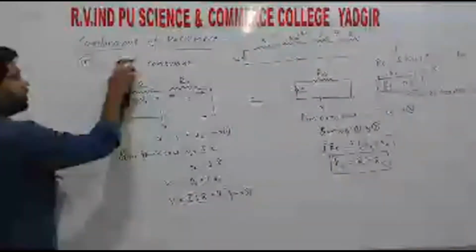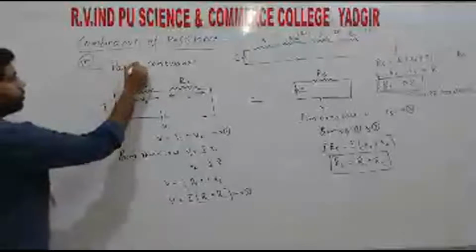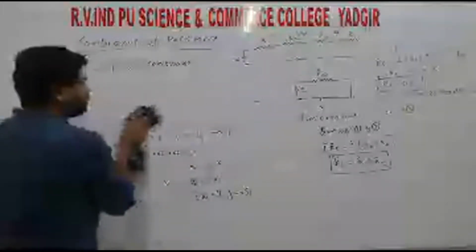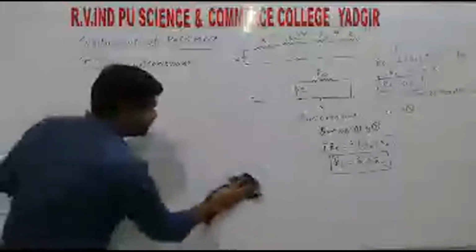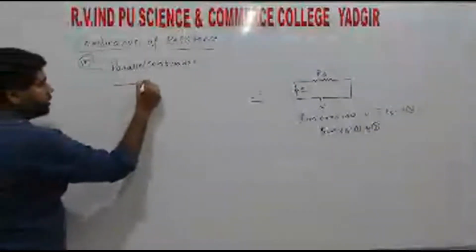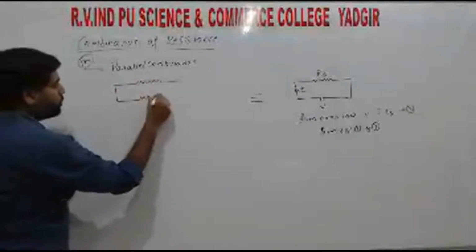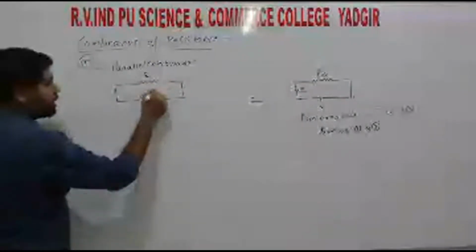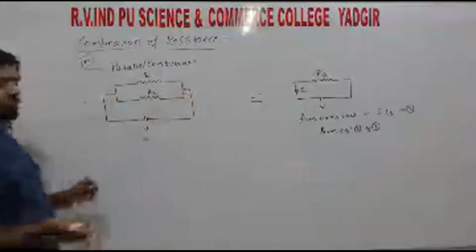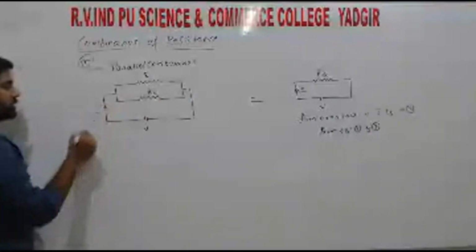So next, parallel. Considering the same two resistances, R1 and R2, which are connected across the common potential V. The current flowing in this circuit we take as I.